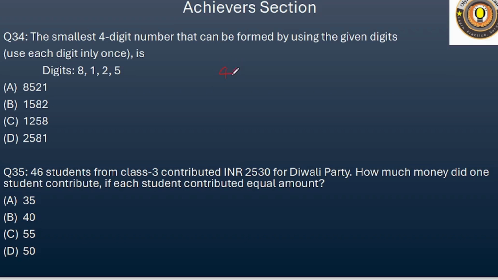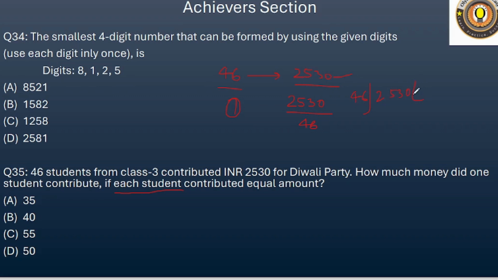How many students are there? 46 students. 46 students contributed how much amount? 2,530, right? So you have to find out how much each student has contributed. So when 46 students have contributed 2530, one student will contribute... To find out the contribution of one student, we will divide it by the total number of students. 2530 divided by 46, right? Let's divide this quickly. 46, 2530.